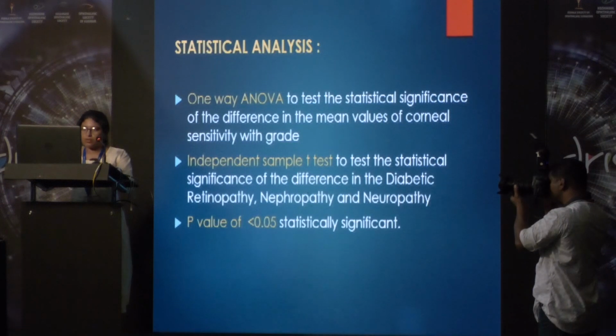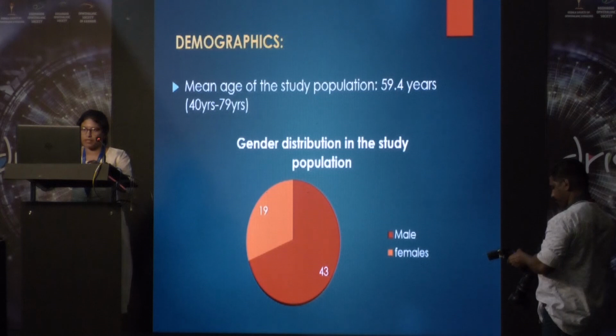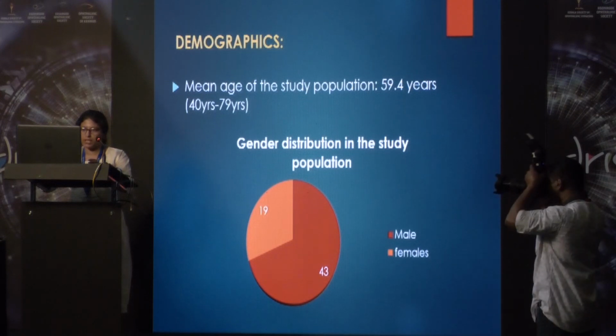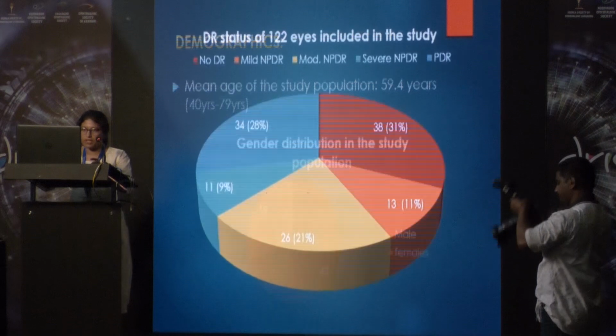A one-way ANOVA test was used to find out the statistical significance of the difference in the mean values of corneal sensitivity with grade of diabetic retinopathy. An independent sample t-test was used to find out the difference in diabetic retinopathy, nephropathy, and neuropathy. A p-value of less than 0.05 was considered statistically significant. In my study, the mean age of the population was 59.4, ranging from 40 to 79 years. 43 males and 19 females were studied.